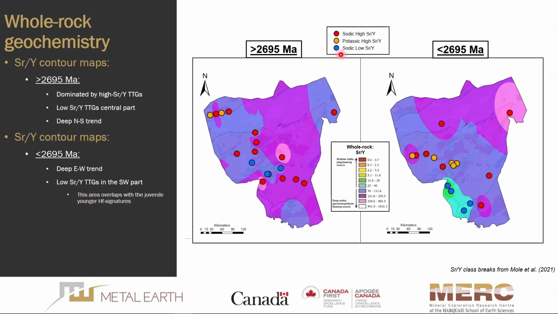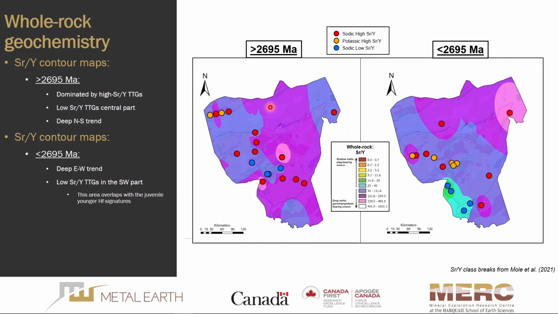And so you can see here, I've used the same colors as the circles in the previous diagram. And what we're seeing here is that the red indicates sodic high strontium-yttrium TTGs. The orange color is potassic high strontium-yttrium TTGs. And then you have these blue, which are sodic low strontium-yttrium values. And again, I'm showing you some contour maps. But the different thing this time is that we've used the whole rock strontium-yttrium value both as this layer on the contour map, but I've also indicated on the map what kind of groups these TTGs fit into.